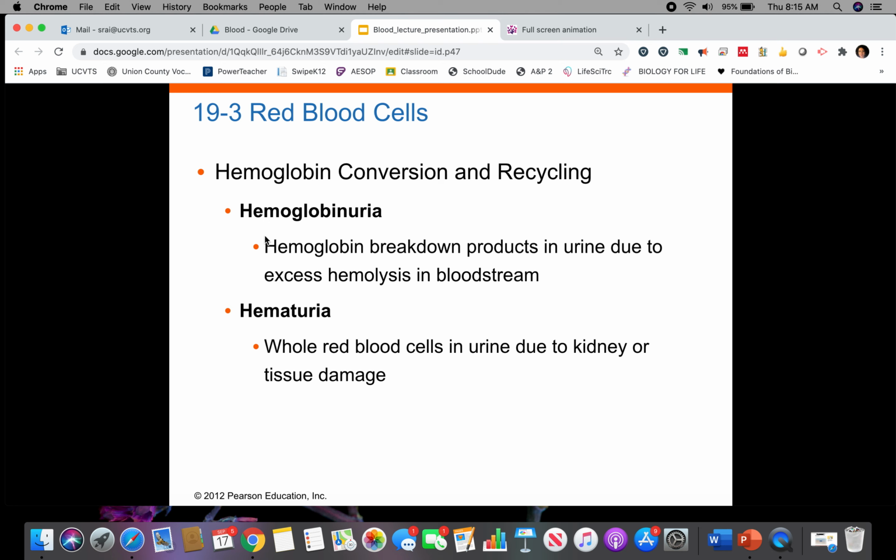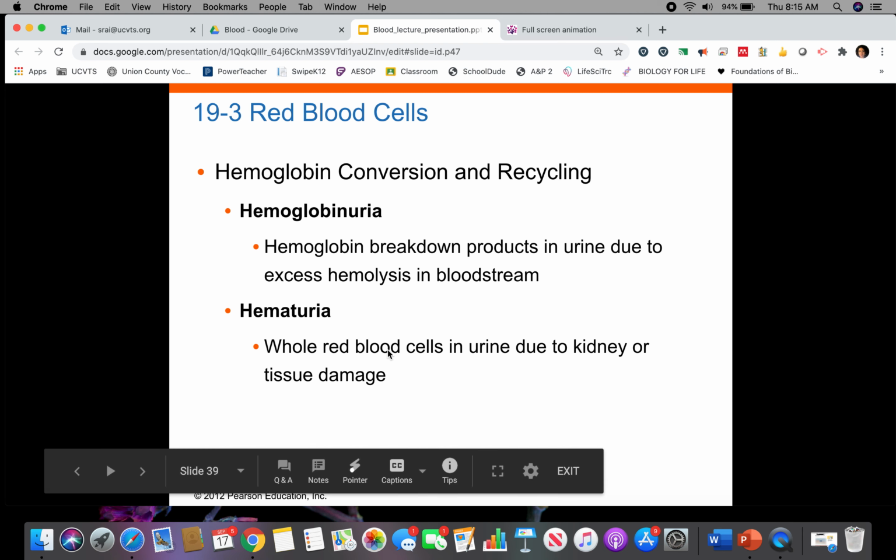Two conditions. Hemoglobinuria is when the hemoglobin breaks down in urine due to excessive hemolysis in the blood, meaning more RBCs are breaking down within the blood cells. And then you will have this free hemoglobin and all that going into the urine. That should not happen. That's a condition.